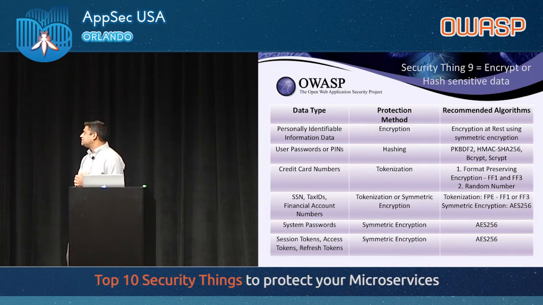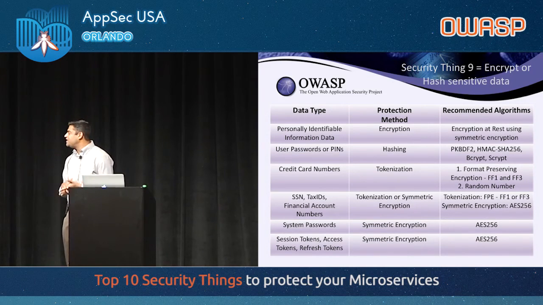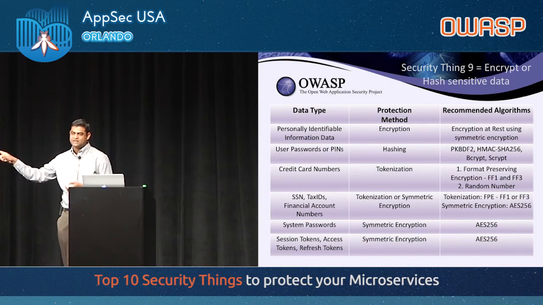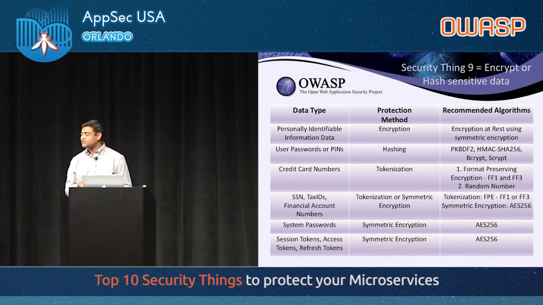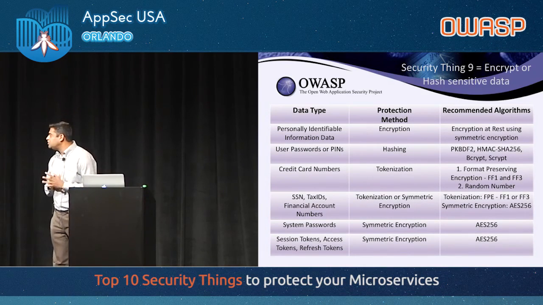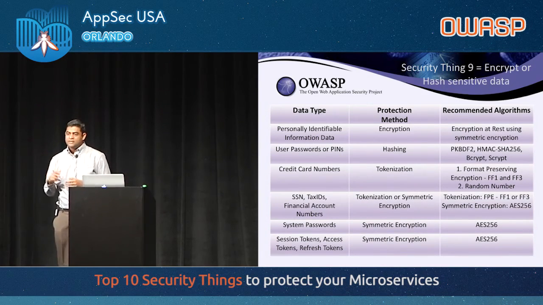System passwords. Again, system password is something that cannot be irreversible because you need the system passwords to access the downstream system. So you need to get it back in the clear text. So you can use AES 256. And then if you have session tokens, access tokens, refresh tokens, right? If you are using OAuth and you are getting a refresh token back from the provider and you are storing it, then don't store it in plain text. You have to encrypt it and store it.